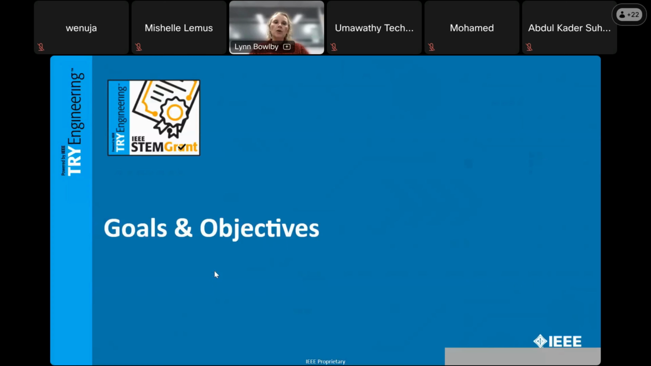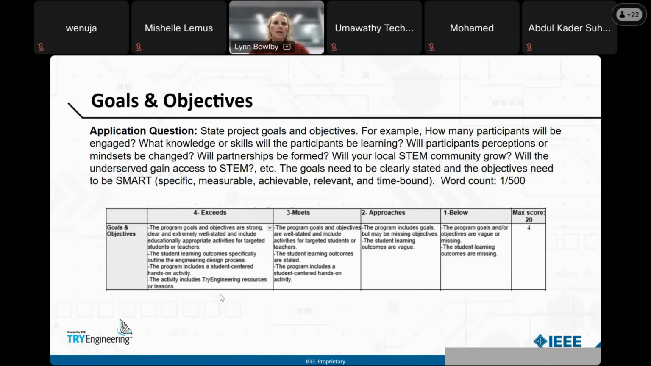So the next criteria on the rubric is our goals and objectives. So here's the application question. So basically you're stating your project goals and objectives, like how many participants there'll be, what will they be learning, will their mindsets or perceptions be changed, what partnerships might be formed. And you may not have answers to all these questions, but this is just to give you an idea of the types of things that we're looking for in the goals and objectives criteria.